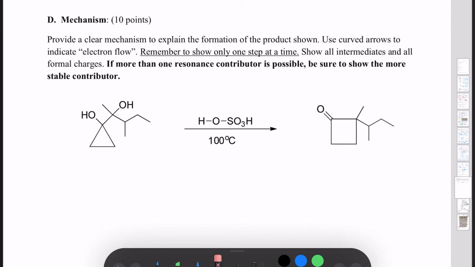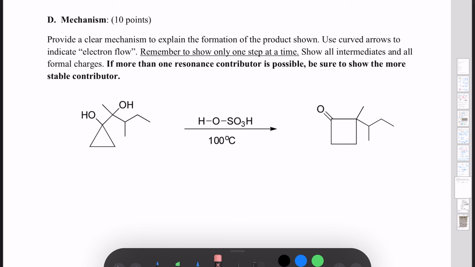For part D, we are given a mechanism problem, and in this reaction, our initial reagent reacts with sulfuric acid at 100 degrees C to produce a new product. And the question is, what is the first step that we have to take in order to get from point A to point B? And that answer lies in trying to just look at the structure of the final product and compare it to the initial product.